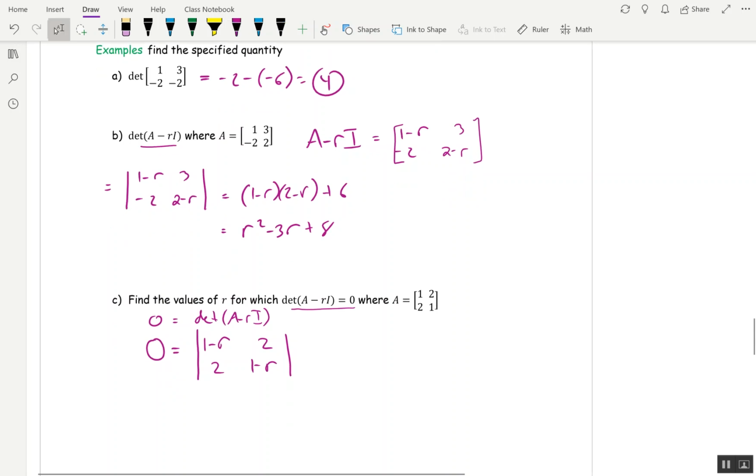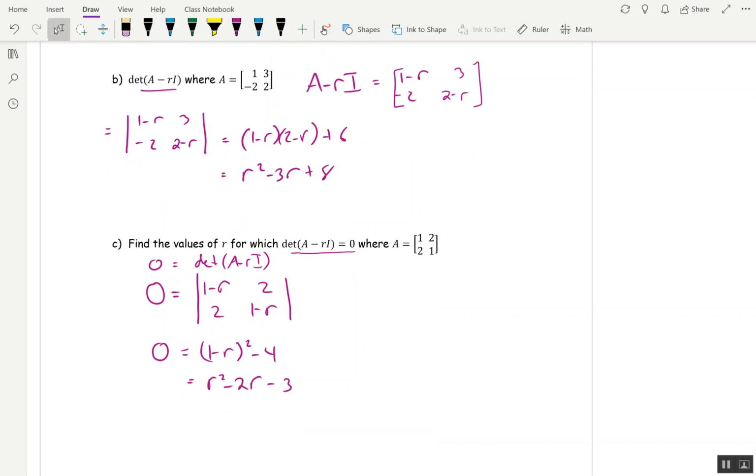Before I can do that, I need to multiply it out. So that's 1 minus R quantity squared minus 4. So that's R squared minus 2R. Then plus 1 minus 4 is minus 3. We're going to have to factor that. R minus 3, R plus 1.